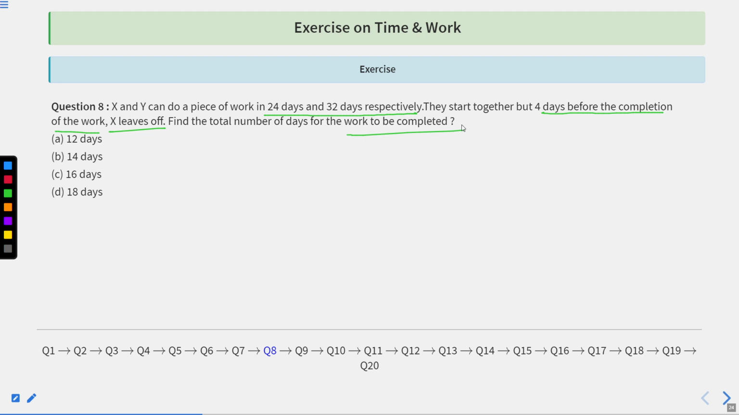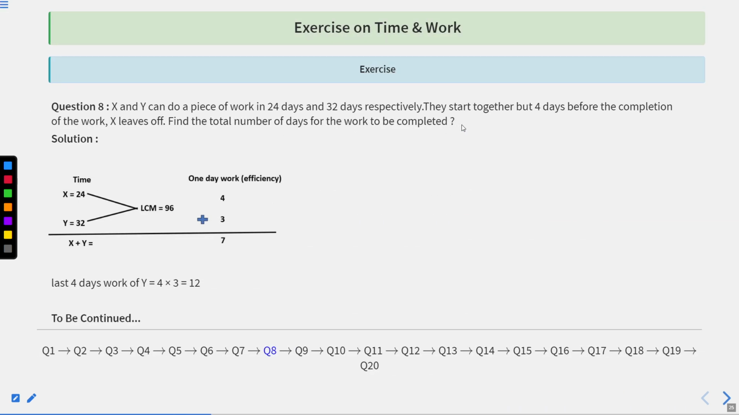So, we have two people, X and Y. They started to work together, but 4 days before the completion of the work, X left the job. And now Y has to complete the work by himself. So definitely it's going to take extra time. So how many days will be required when this happens?